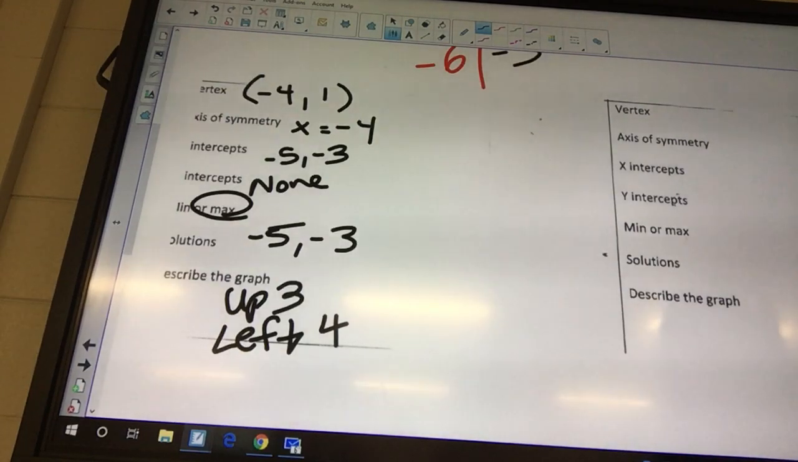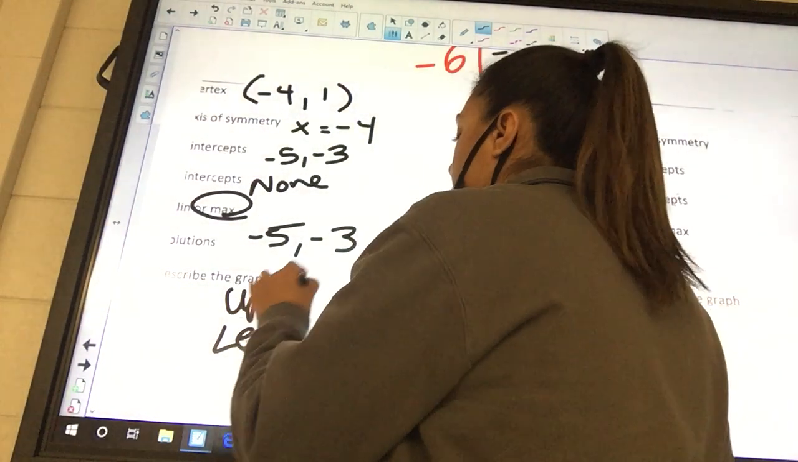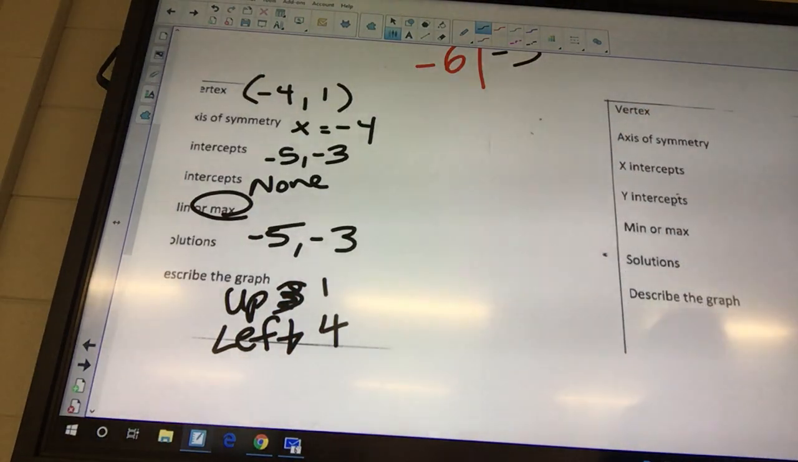You put up 3. Opens down. What? Wait, how is it? Bro, it's up 1, left 4. Oh, you did say 4. Or you said 1, I'm sorry. That was me. I don't know. I heard 3. Opens down.